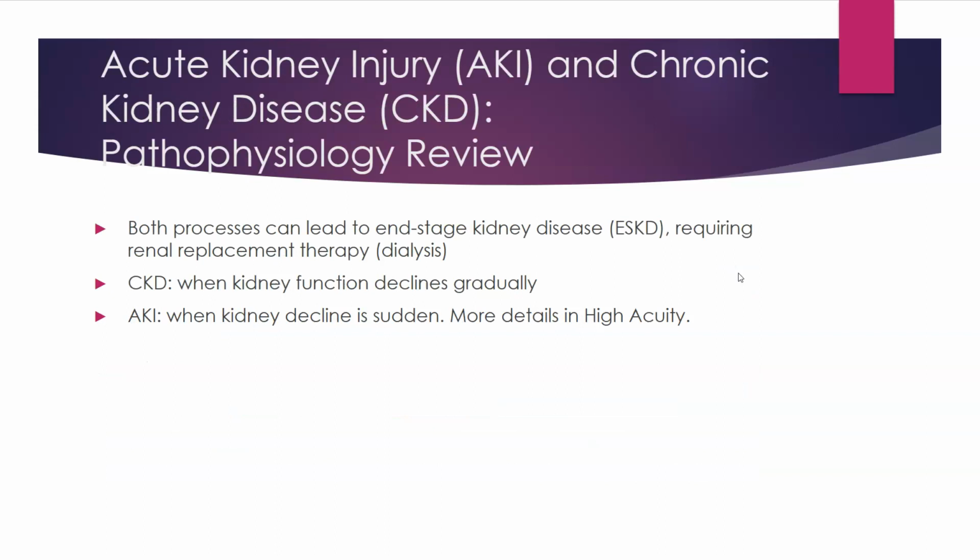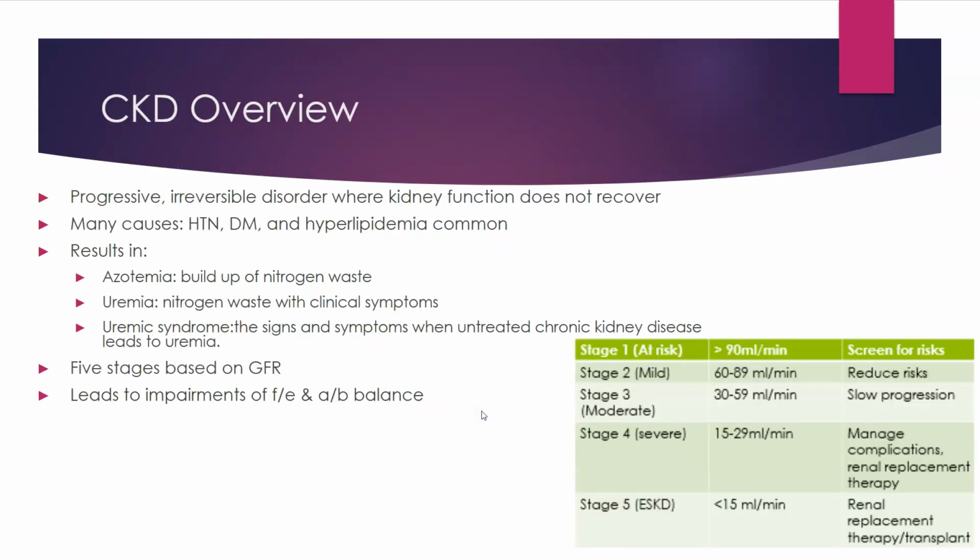So the first part here is both processes can lead into end-stage kidney disease. Acute kidney injury and chronic kidney disease can both cause kidney failure, and that can require dialysis or transplantation. Chronic kidney disease usually happens over a longer period of time and has gradual decompensation as it goes. Acute kidney injury is usually more acute in nature and happens more suddenly. In this lecture, we're going to be talking more about chronic kidney disease, and acute kidney injury will be more of a high acuity type of situation.